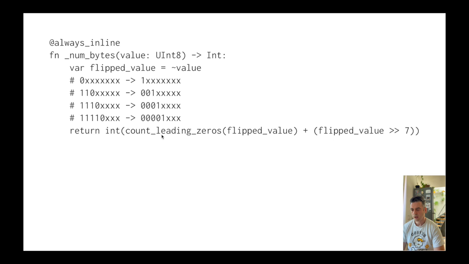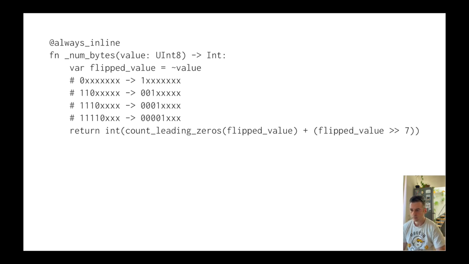Then we just count the leading zeros. So here we'll get 2, 3, and 4. But the problem here is we get 0. So what we also need to do is add this value shifted by 7. If we shift this by 7, it will be 1. But if we shift those by 7, it will be 0. Right? So this way, we actually have a pretty simple branchless computation to see, given the first byte of the code point, how wide this code point is. Okay.